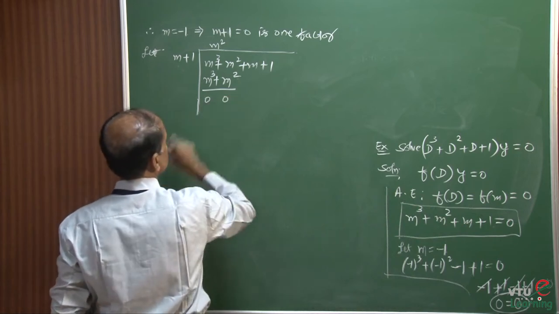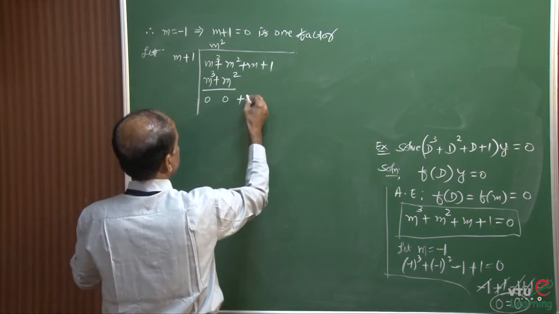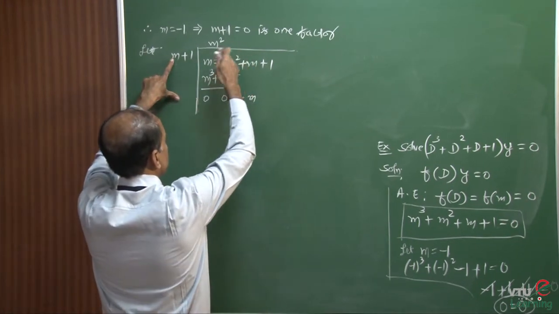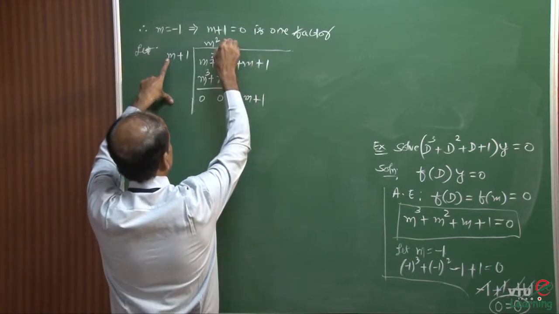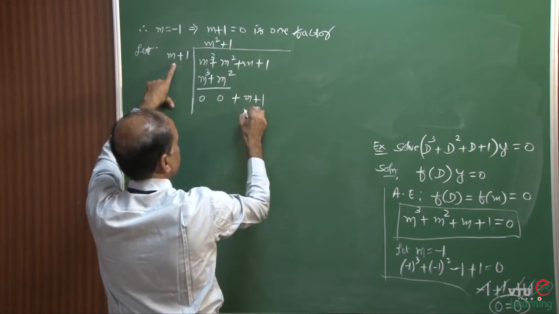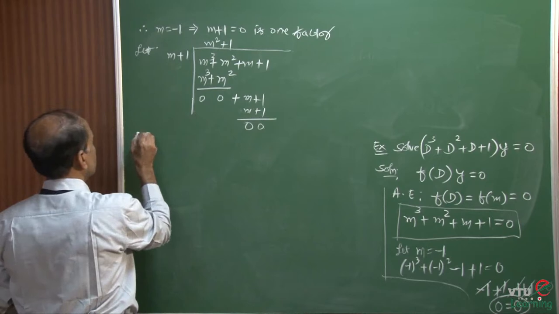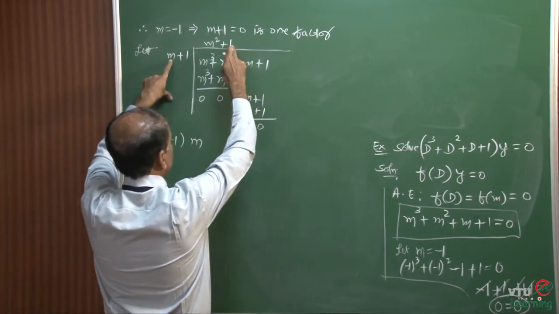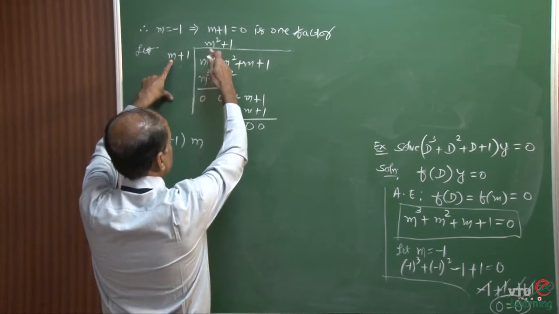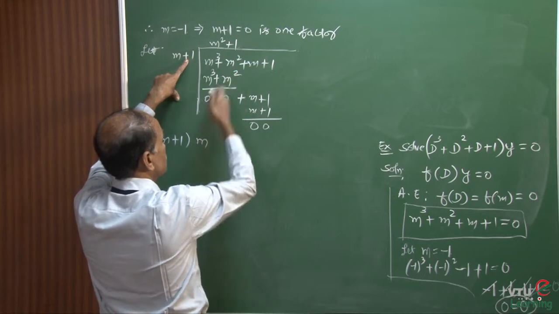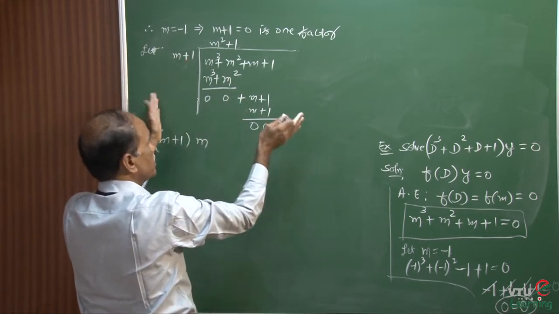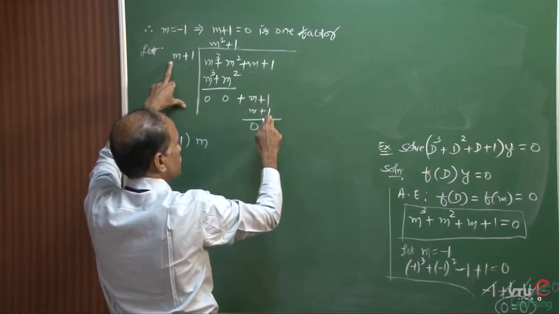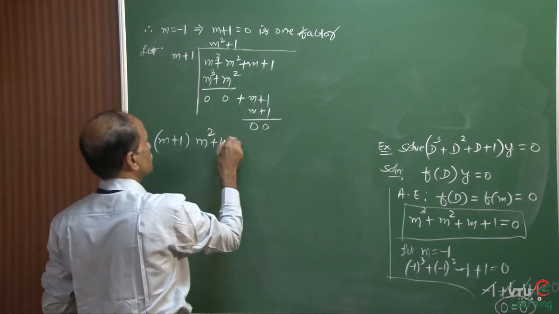On subtraction, this is 0 and this is 0. Then, m square remains, and plus of m you have to take. Plus of m means m into m plus 1, that is m square plus m, and plus of 1, that is 1 into m plus 1. If you take plus 1, m plus 1, that becomes 0. Therefore, m plus 1 into m square: m times m square becomes m cube, and m square into 1 becomes m square. On subtraction, both terms cancel, and m is there. So, m is there means plus 1 if you take, then it is 1 plus m. Already 1 is taken, therefore the remainder is 0, that is m square plus 1 equal to 0.